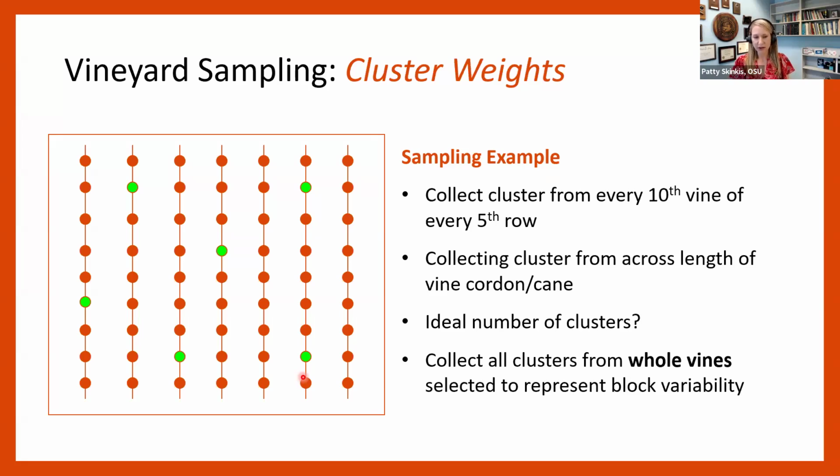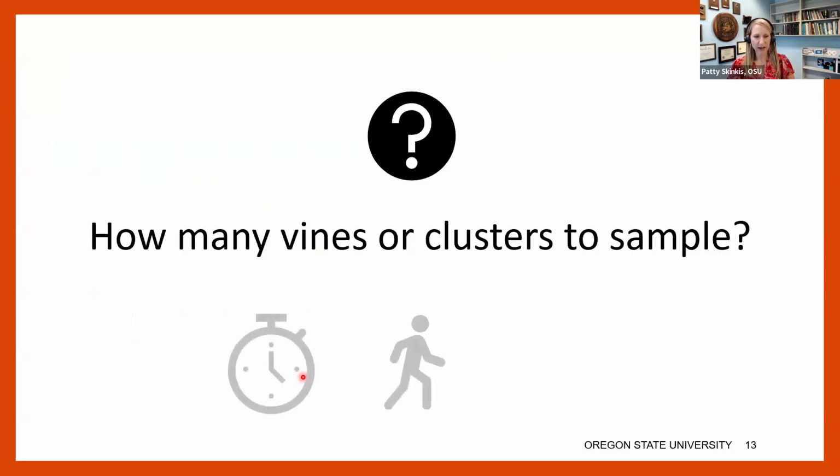And when you do what's on the vine, you get a cluster count, and then you get the whole weight to get your cluster weight. So that's the preferred method. So I want to get back to that question of how many vines or clusters to sample.